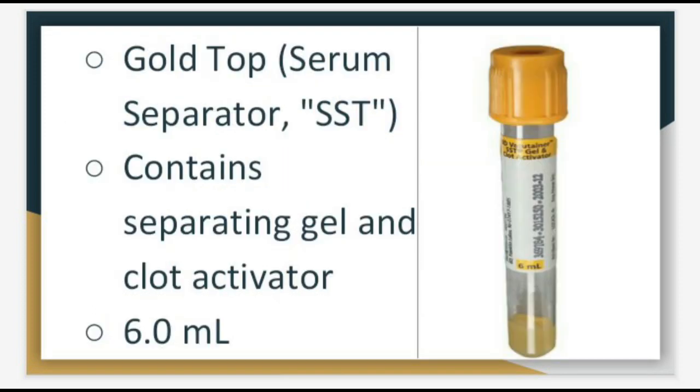Let's see the Vacutainer figures and the roles played. This is the first category Vacutainer, that is the golden top Vacutainer, which is a serum separation tube. It contains a separating gel and the clot activator, which is about 6.0 ml.